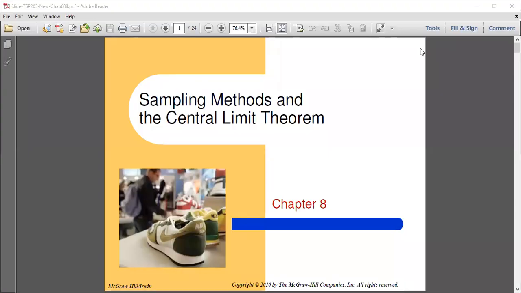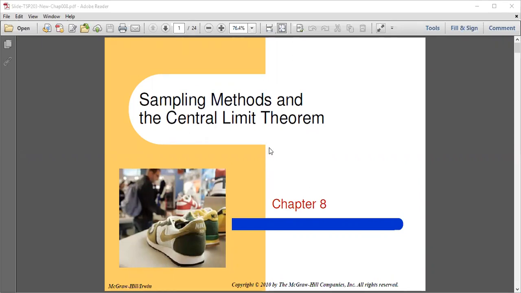Assalamu alaikum. Now we are moving towards chapter 8, which is relevant to sampling methods and the central limit theorem. So before starting this chapter, let's have a brief review of the chapters we have covered in this semester. From chapter 2 to 4, we learned how to describe the data and also the computation of statistical measures, which includes the measures of central tendency and the measures of dispersion.